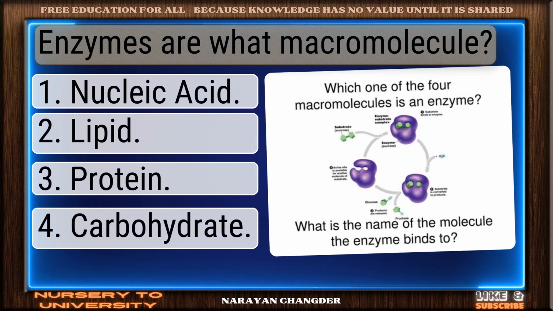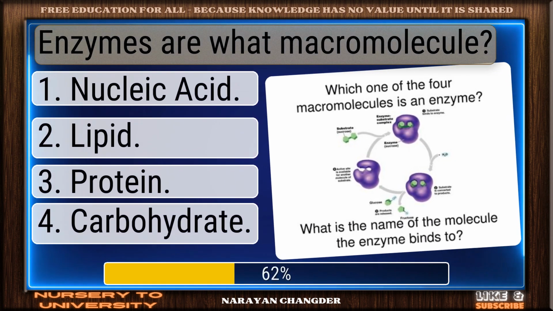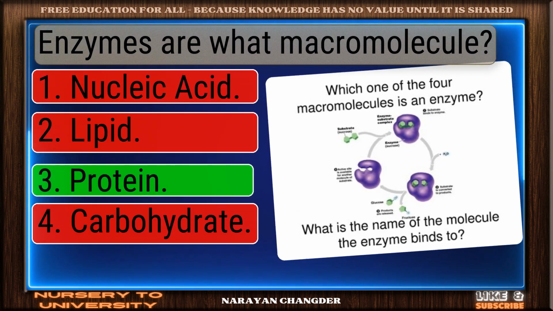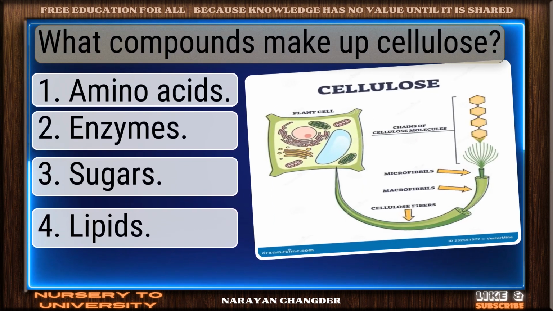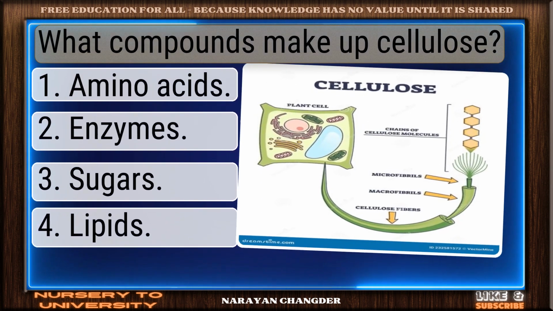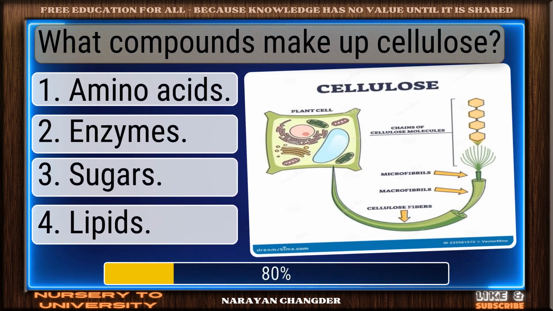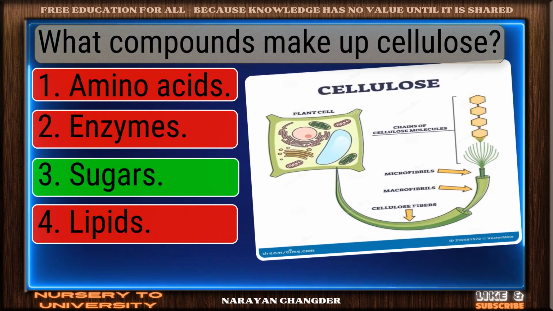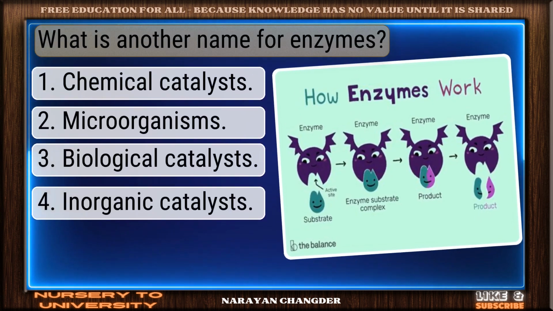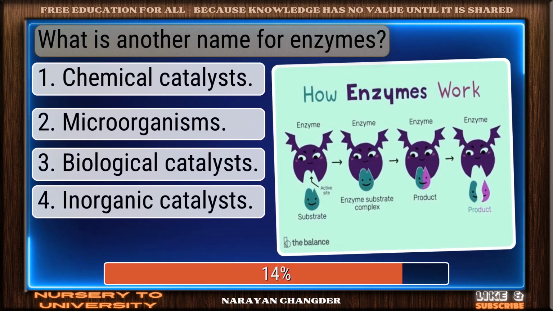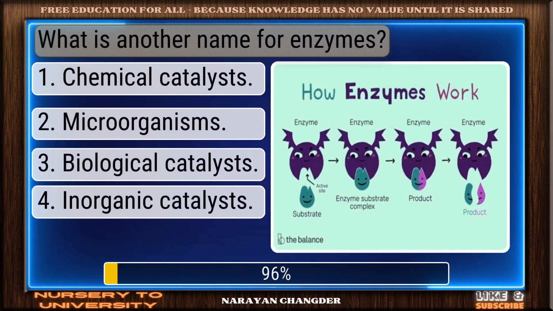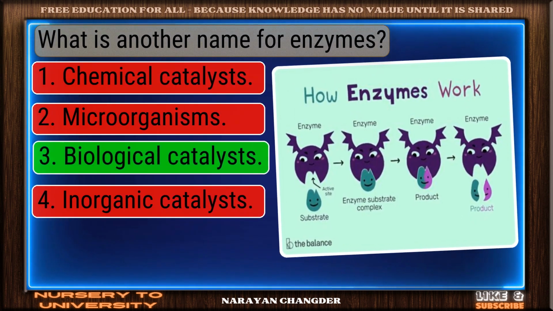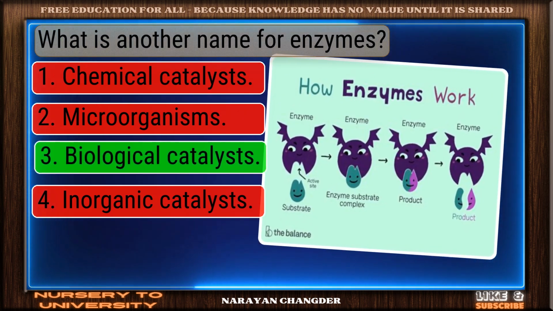Enzymes are what macromolecule? You got it. Protein fits. What compounds make up cellulose? On track. Sugars is correct. What is another name for enzymes? You chose biological catalysts. Correct.